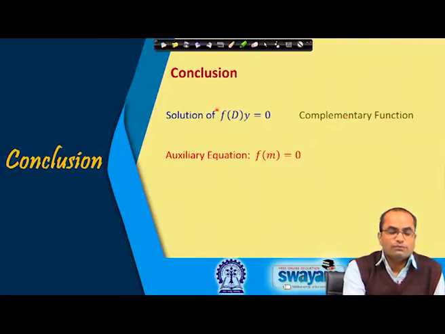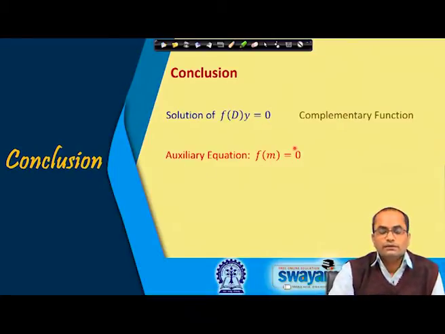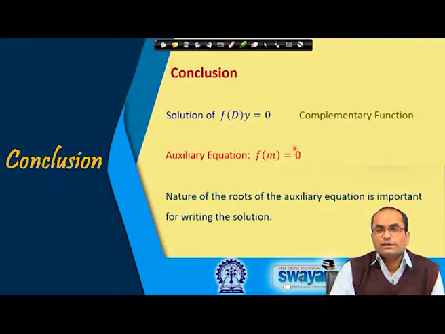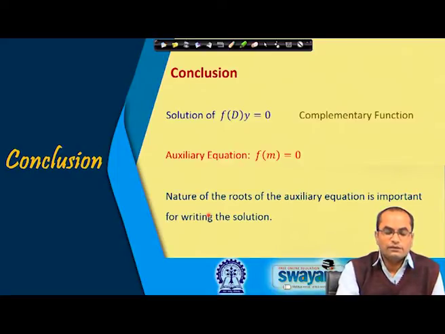So, the crucial part was that first we write down the auxiliary equation and find its roots, and the nature of the roots of the auxiliary equation, it may be real distinct, real repeated, complex or complex repeated roots, and that is important here for writing the solution, and in each case we know now how to write the solution of the given homogeneous differential equation.